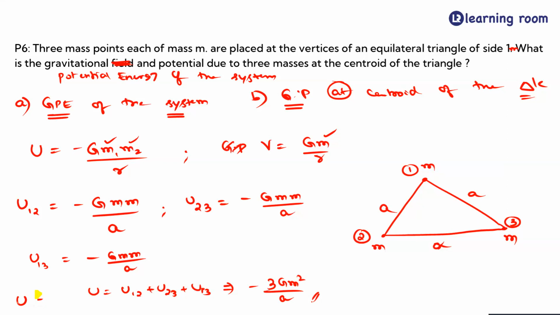Whenever they ask a question, please make a note of the language that they are going to use. If they ask what is gravitational potential energy, they will use the word system, because gravitational potential energy cannot be calculated at a point. It can be calculated only for a system. Whereas gravitational potential is calculated at a point. So whenever they use the word gravitational potential, they use the word at something. In this case, it is at the centroid of the triangle.